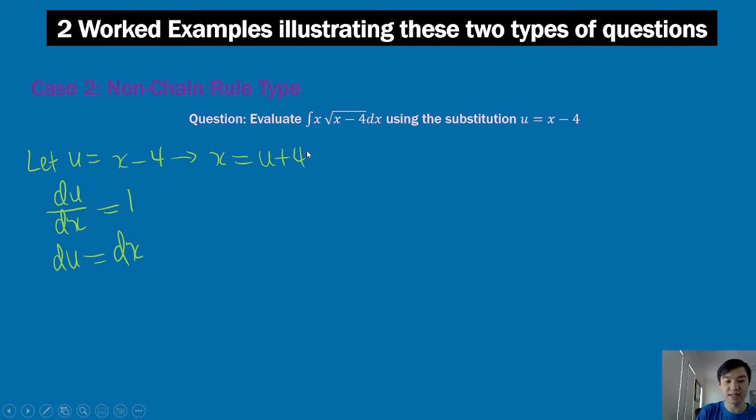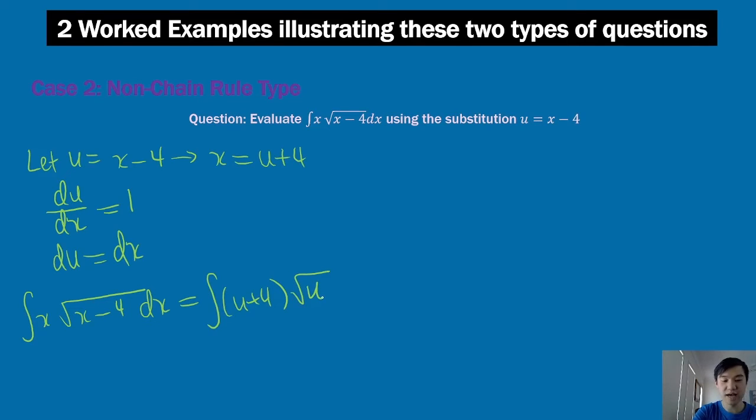So here, this integral of x root x minus 4 dx, I'm going to convert all of these in terms of u. So x becomes u plus 4, and the x minus 4 becomes u, and dx just becomes du, because we said du is equal to dx.